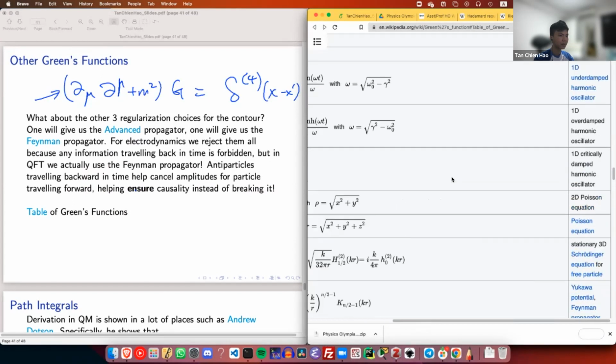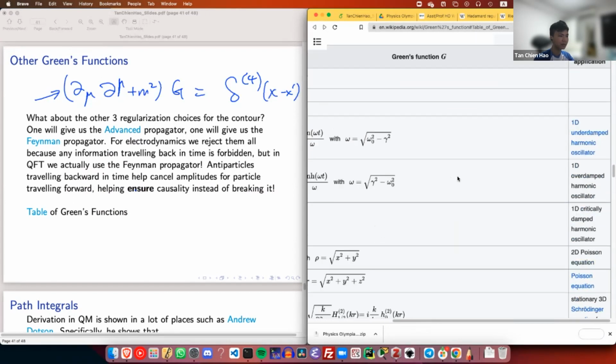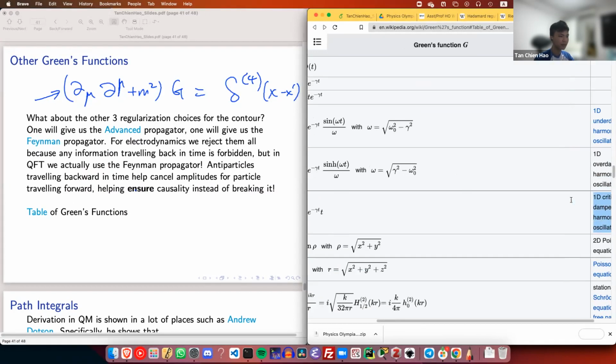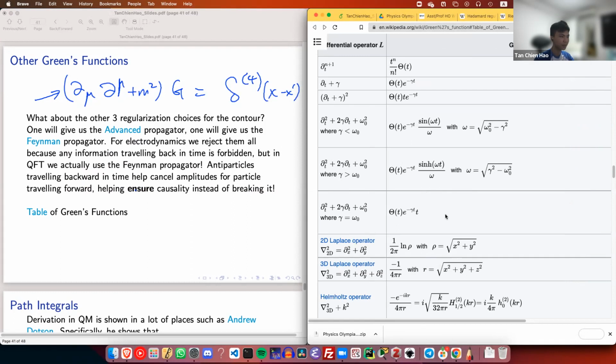Other than that, if you're looking for easier calculations, you can look at some of the harmonic oscillators, perhaps there are things that you're more comfortable with.